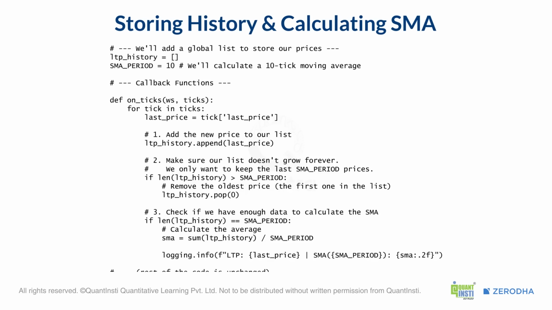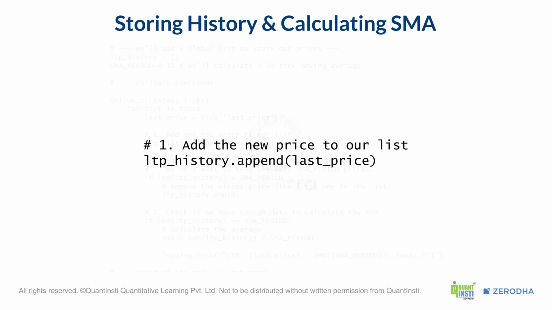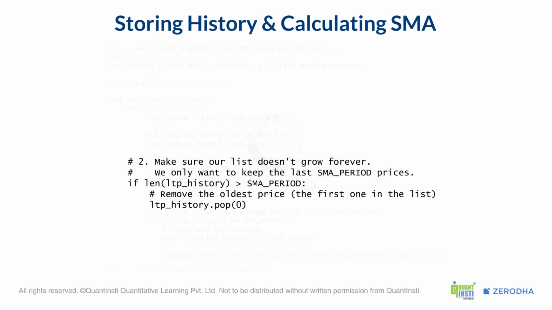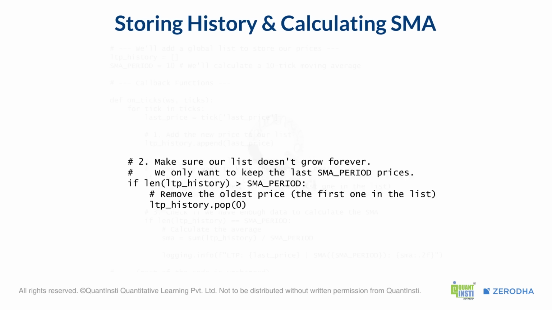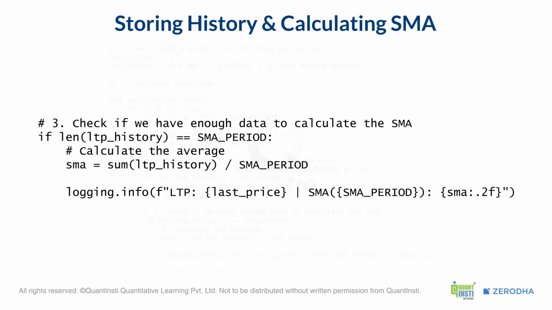Let's walk through this logic. We append every new price to our LTP history list. We then check if the list has become longer than our desired SMA period of 10. If it has, we use pop(0) to remove the oldest price, keeping our window moving. Finally, if the list has exactly 10 prices in it, we calculate the sum and divide by the length to get our average. We then print it out, nicely formatted.